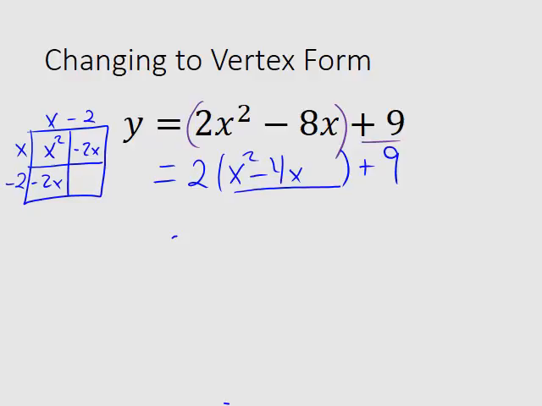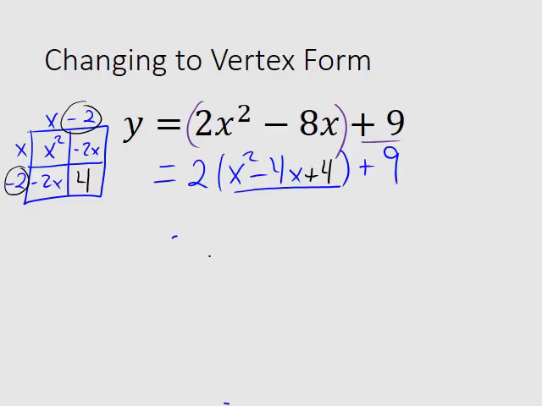And so now I know that my last piece of my square, since this is negative 2 and this is negative 2, has to be a positive 4, because negative 2 times negative 2 is positive 4. That means I need to put a 4 in to complete my square. Now my square is complete. I now have a perfect square.